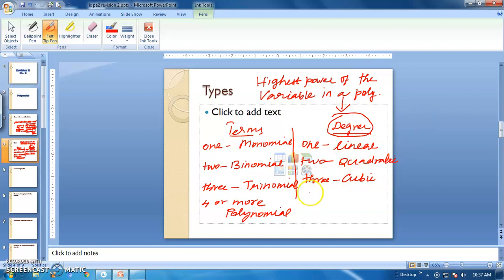For example, P of x equal to 1 plus x square plus x cube means the degree of the polynomial is 3 here, and it is called a cubic polynomial. So these are the types of the polynomial according to the terms and degrees.